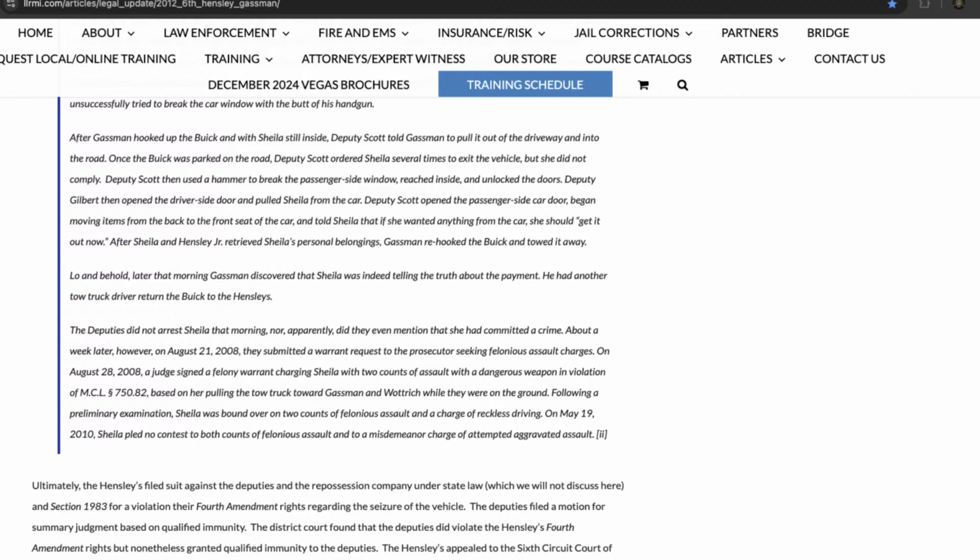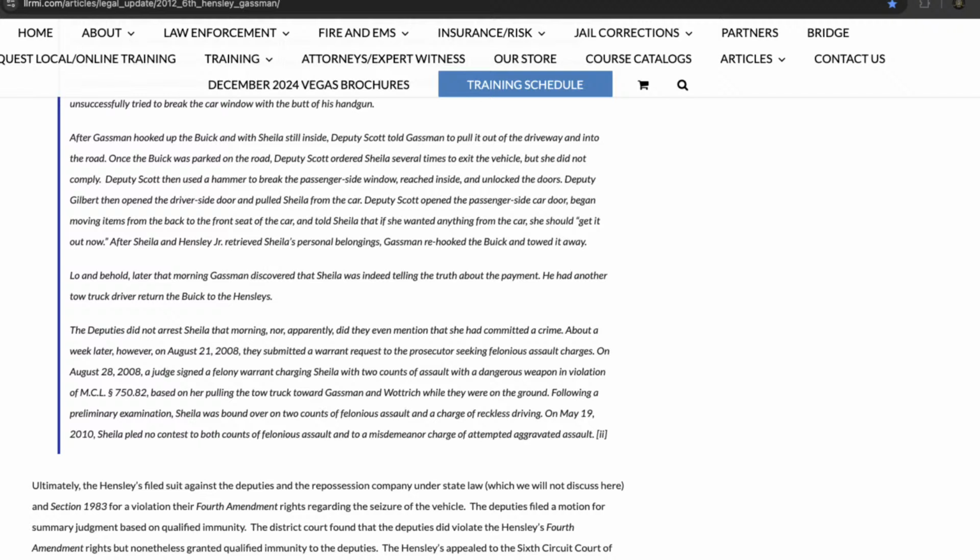After Sheila and Hensley Jr. retrieved Sheila's personal belongings, Gassman rehooked the Buick and towed it away. Lo and behold, later that morning, Gassman discovered that Sheila was indeed telling the truth about the payment. He had another tow truck driver return the Buick to the Hensleys. So she was telling the truth, and they're just helping them. You see?